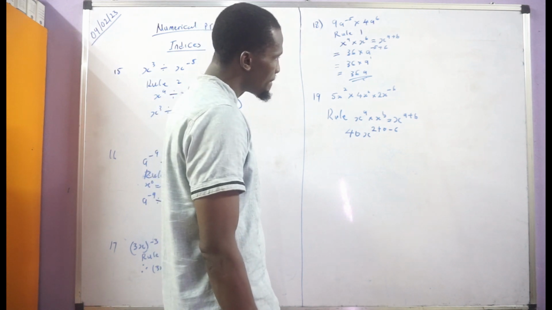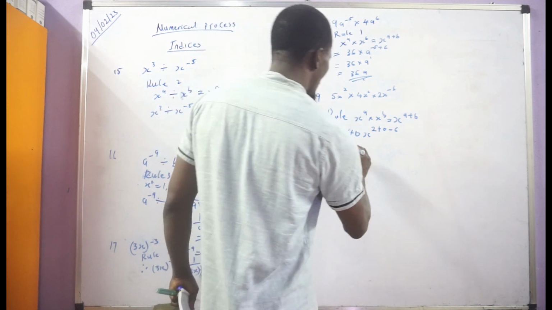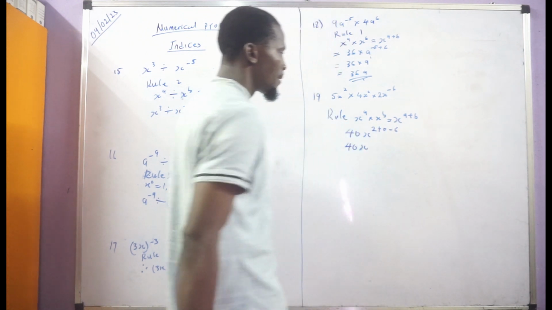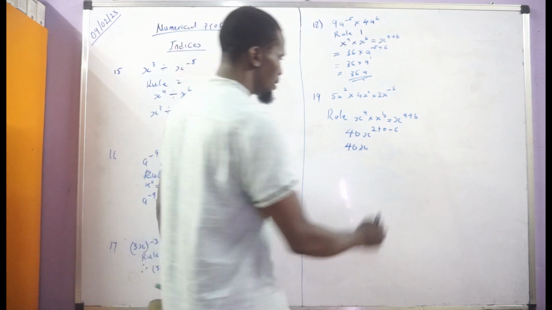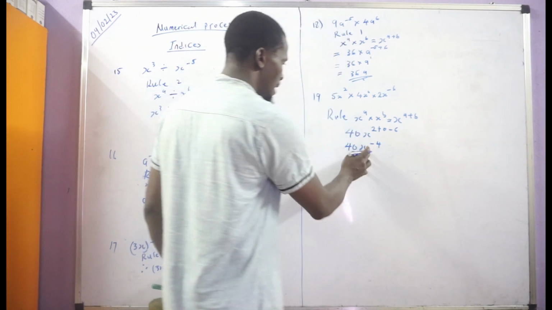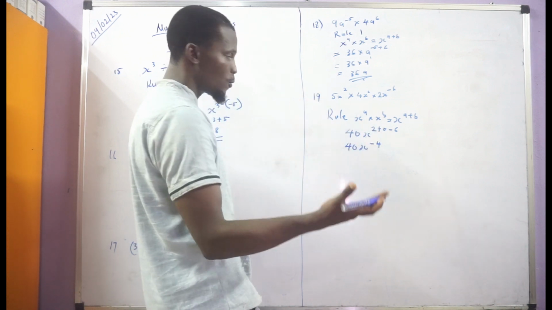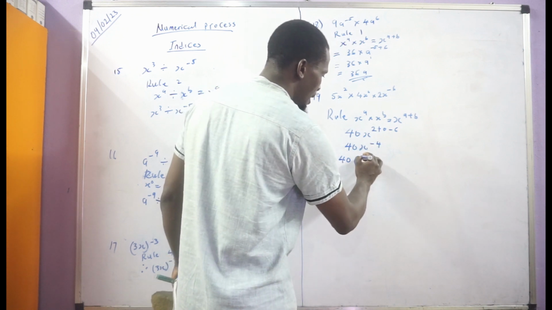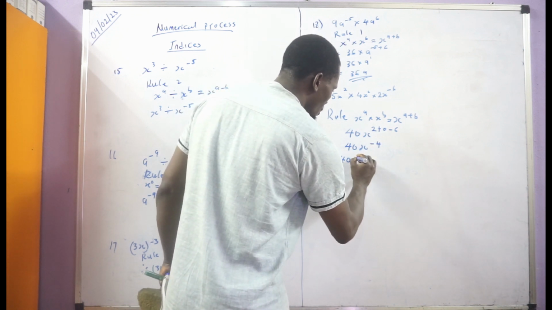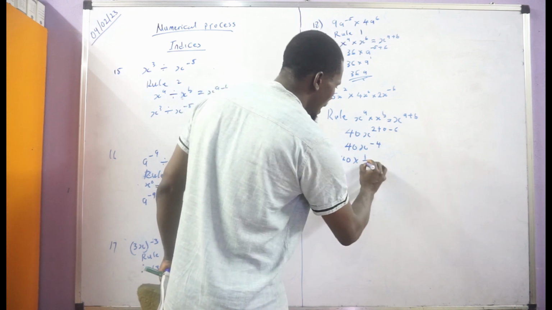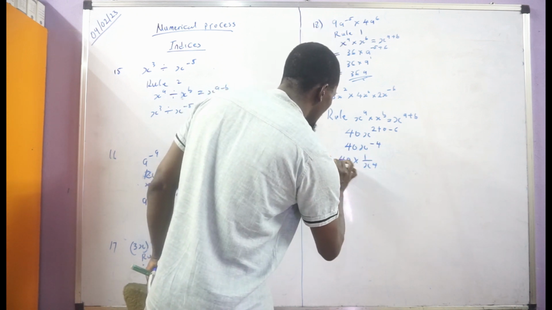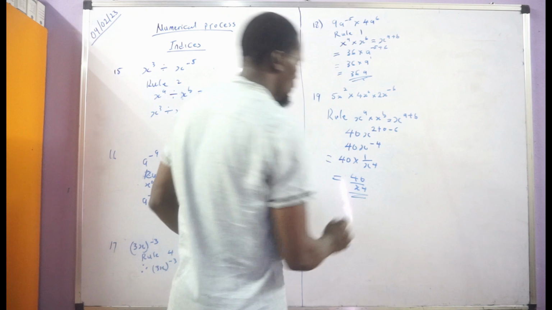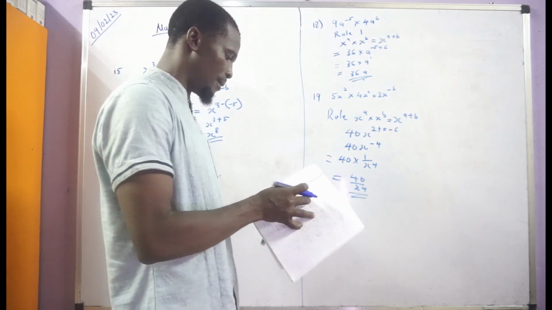Are we together? So we have 40x raised to power 2 minus 6, which will give us minus 4. Let's put this using rule 4, which is 40 now multiplied by 1 over x raised to power 4. So our final answer is 40 over x raised to power 4. So that is the answer.